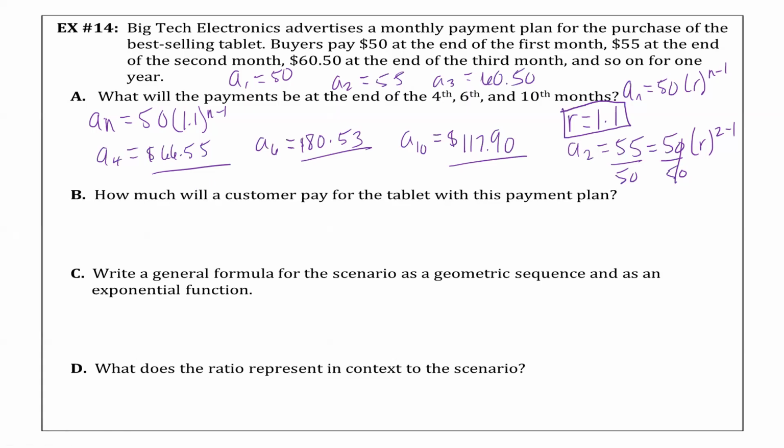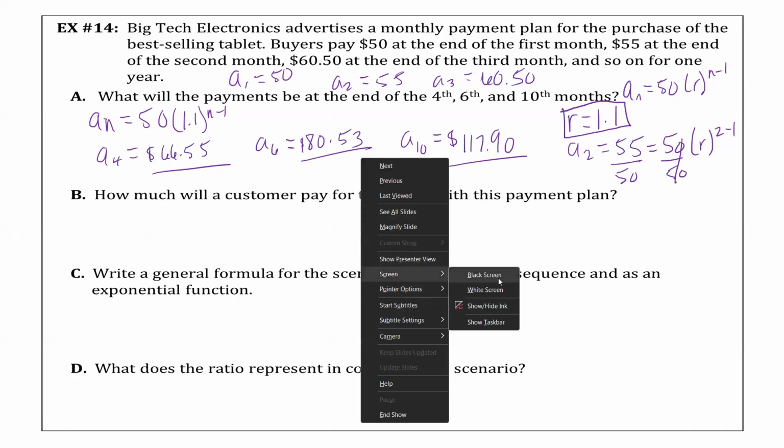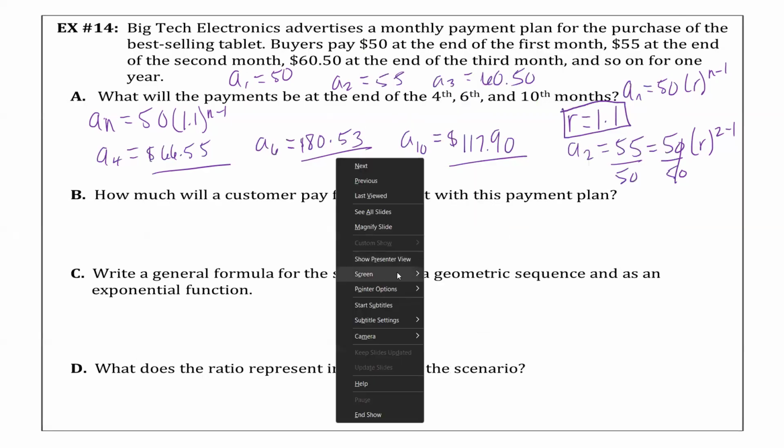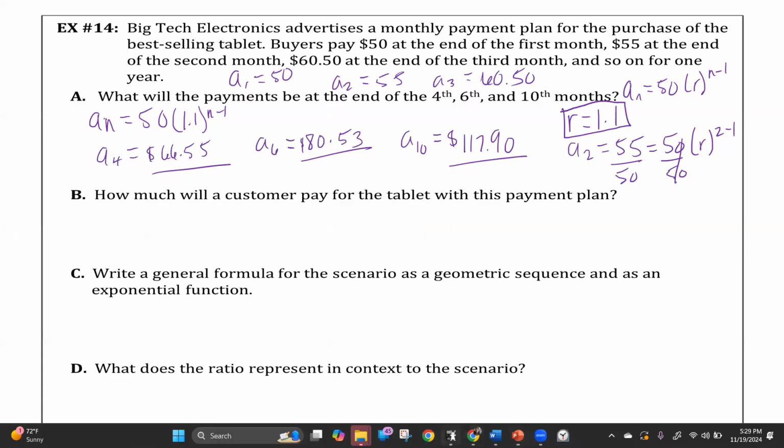Okay. So it says, how much will a customer pay for the tablet with this payment plan? So if they're doing this for an entire year, how much would the customer end up paying on this payment plan? Now, I will say that I don't know how to do this part that I'm going to show you with the TI-84 on Desmos. I'm not sure if it's possible, but I do know how to do what I'm going to show you on the handheld. So we're going to go there instead.